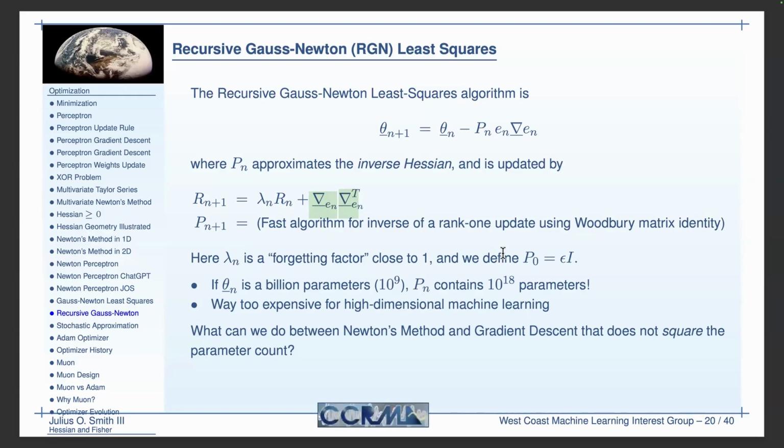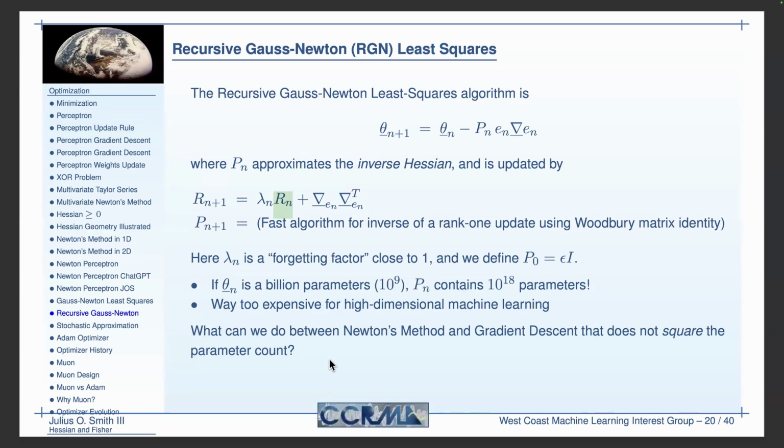What are the dimensions on the R? R is parameter space by parameter space. So it's weight length by weight length. So it's your full covariance matrix. Okay. Yeah, number of weights total.